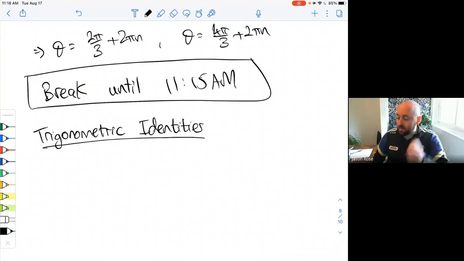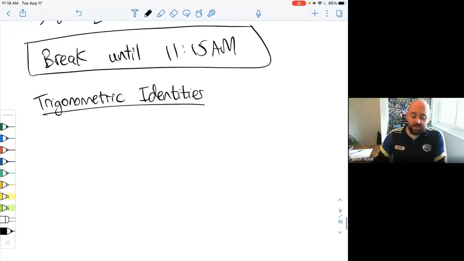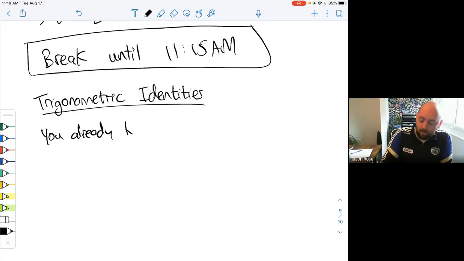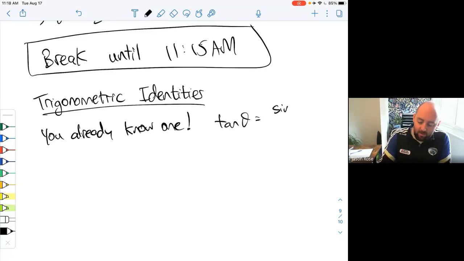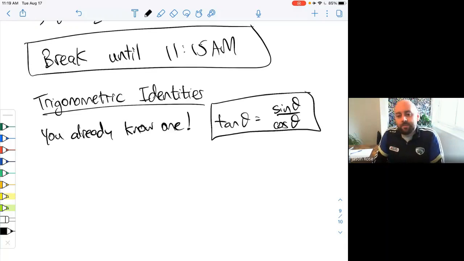Trig identities. Okay, so my first comment is that you already know one. Remember what it is? I've mentioned it a few times. Tan theta is equal to sine theta over cosine theta. That's a trigonometric identity. What I mean by trig identity is basically formulas relating trig functions to one another that you can use in calculations. So you already have one. Tan is sine over cosine. We met that early in our study of trigonometry last week, and we've been talking about it today as well.